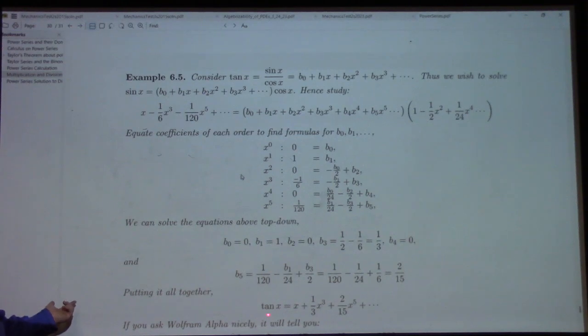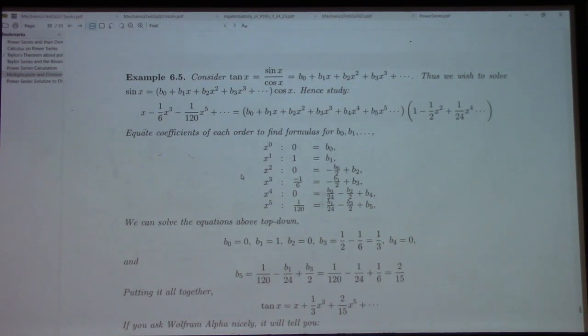And so here you go. Tangent of x is x plus 1/3 x cubed plus 2/15 x to the 5th plus dot dot dot, right? Now, I don't think this is the right way to do things. I'm illustrating this to illustrate a method of calculation. But for this specific example, there's a better way to find the power series. How would you do it? You would use long division.